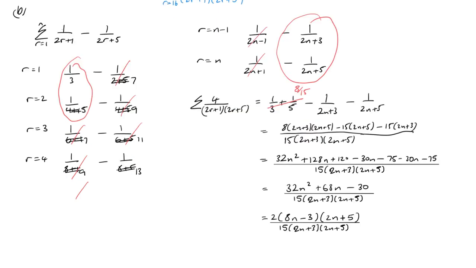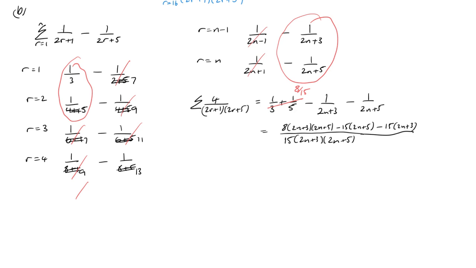But after doing all this, I realized how pointless this is. So let's rub all this out. And let's go back up to just this point here. So we got that this is 8/15 minus 1 over 2n plus 3 minus 1 over 2n plus 5.